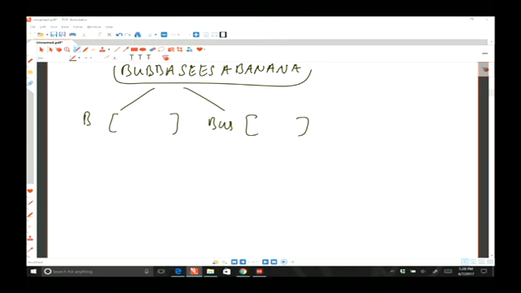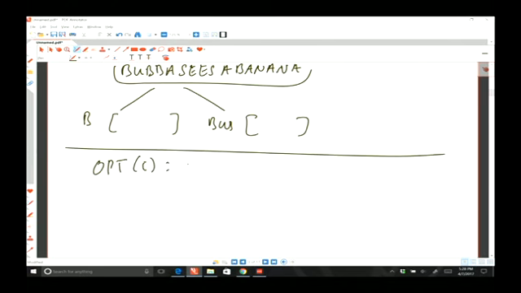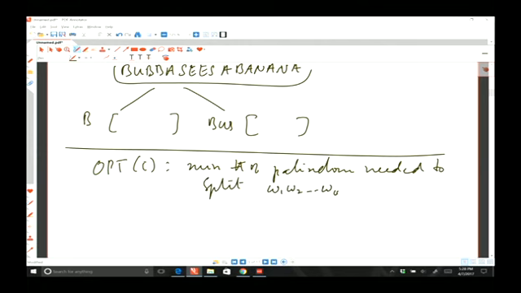After we look at this, we define, for example, Opt of i as the minimum number of palindromes needed to split W1, W2, up to Wi. I am doing the prefix; the suffix is the same thing. So what is Opt of i from our recursion?